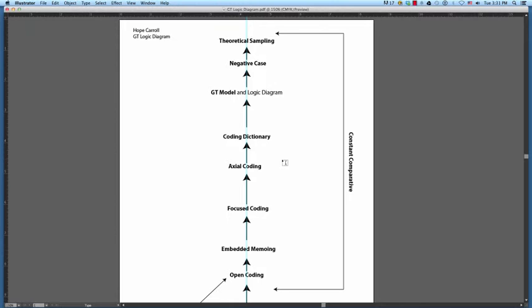And then the last step is theoretical sampling. And I forgot to mention too that between open coding and theoretical sampling, you're constantly comparing pretty much everything. You're looking at your codes, you're going back to your dictionary, you're looking at your matrix, you're looking at your categories, you're seeing where things need to be tweaked as you continue to look at other cases.